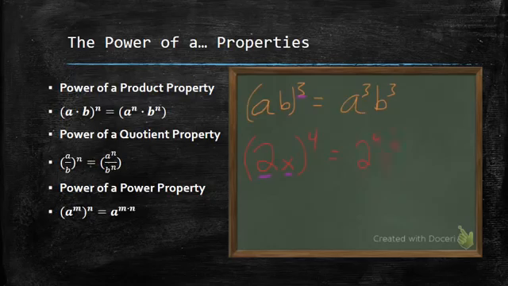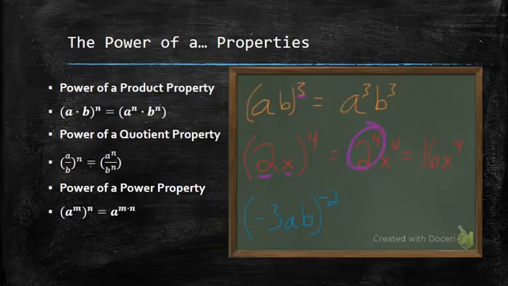Now we're not done because we need to simplify. This 2 to the 4th can be turned into a number that's 2 times itself 4 times. 2 times 2 is 4, 4 times 2 is 8, 8 times 2 is 16. 16 times x to the 4th power is your final answer.